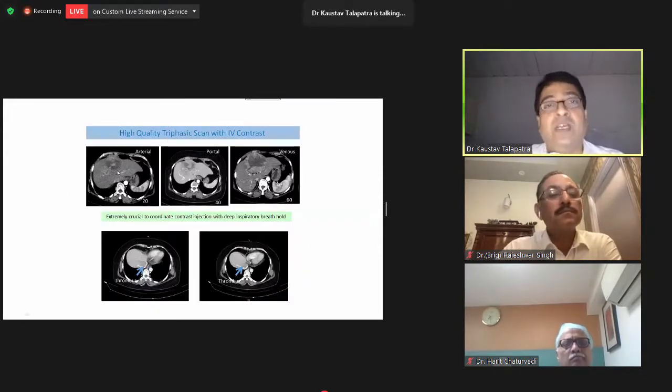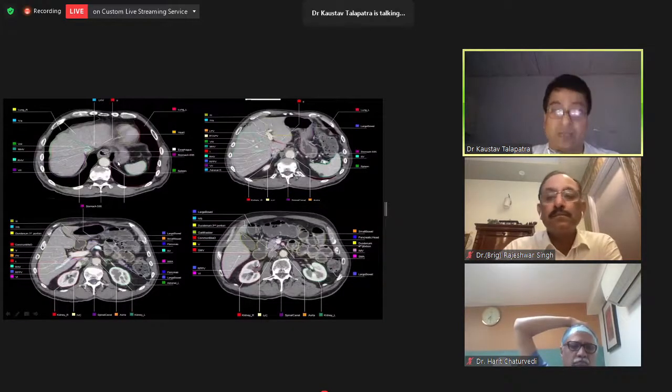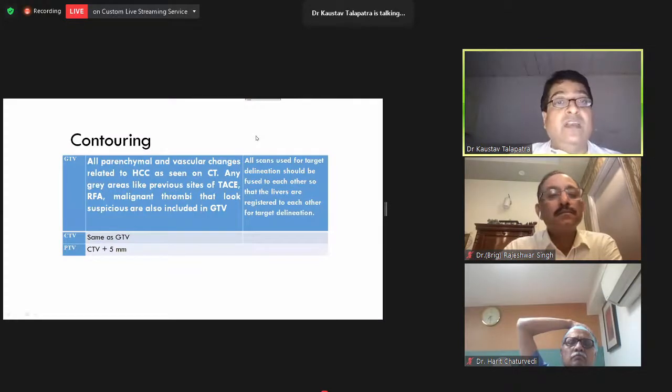I had been talking about the scan. So all these 3 phases have to be acquired for contouring for SBRT, the arterial phase, the portal phase, and the venous phase. Thrombus definitely will be seen better in the venous phase. For tumor contouring, usually we use the late arterial phase. These are the structures which need to be contoured. I do not need to get into the details of it, but it is a tedious process, and all these structures have to be identified and contoured for SBRT liver.